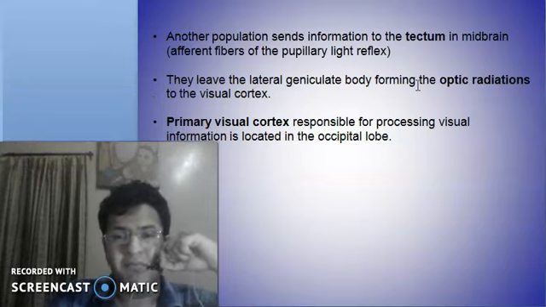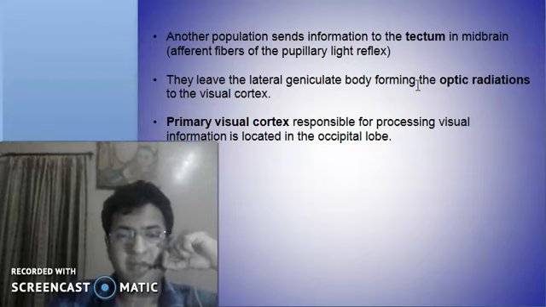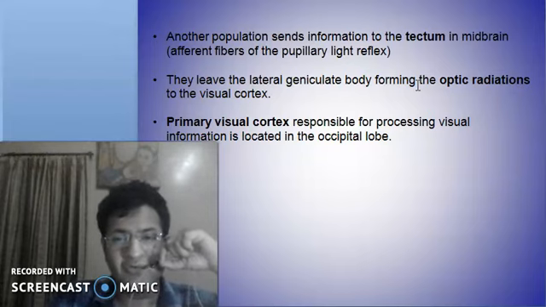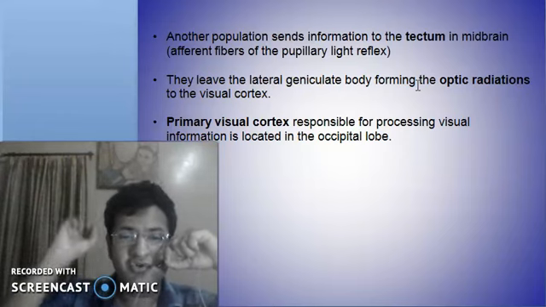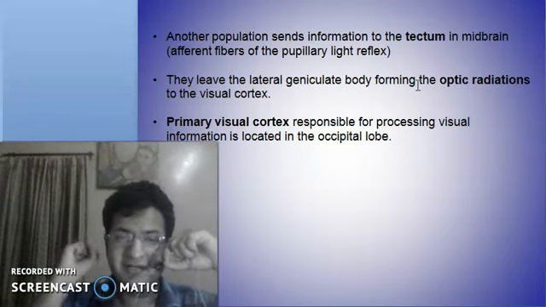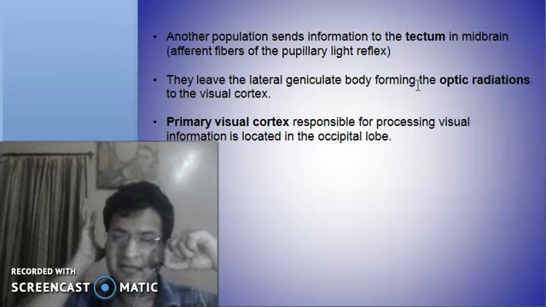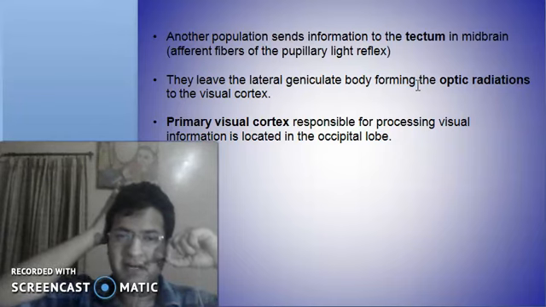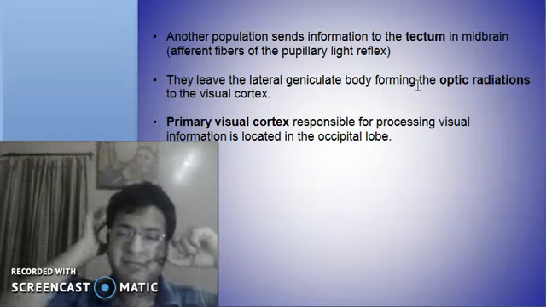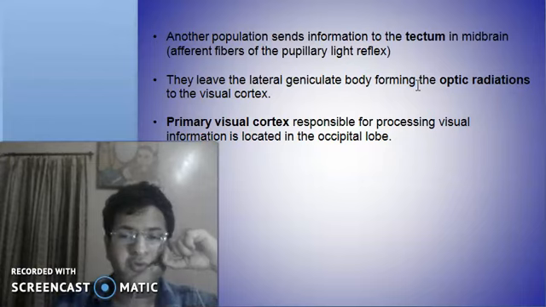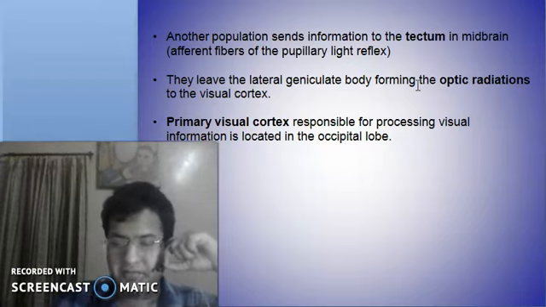Where it goes to the midbrain, to the tectum. These fibers leave the lateral geniculate body, forming the optic radiations up to the visual cortex. After the lateral geniculate body, they arise from there and as optic radiation they reach the primary visual cortex. The primary visual cortex is responsible for processing the visual information, and this is located in the occipital lobe.